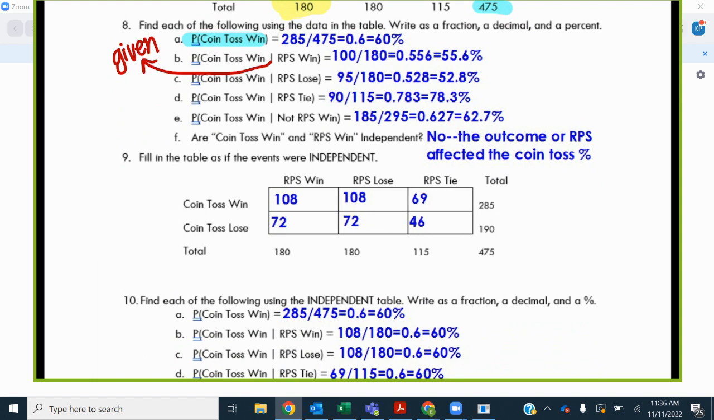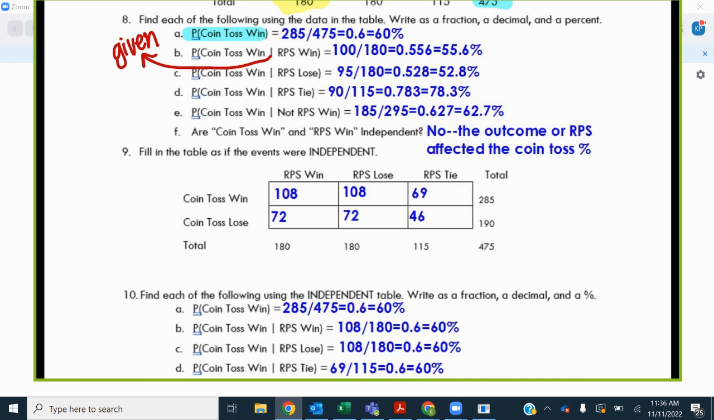Now with number 9, we fill in the table as if it were independent. So if you weren't sure how to do this, what you want to think about is start off with just what percent of people won the coin toss for this table that's blank. And you have 285 out of 475. That's 60% are winning the coin toss. And then 40% are losing the coin toss.